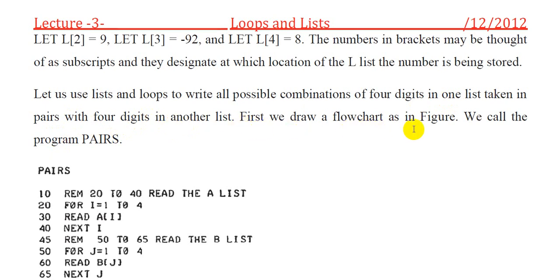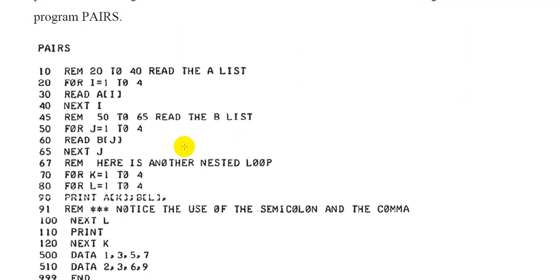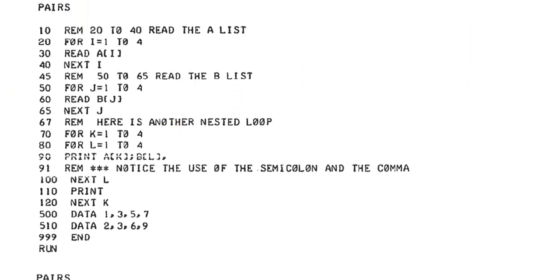First, we draw a flowchart as in the figure above. We call the program pairs. The program will be encoded as pairs. 10 REM pairs, 20 read A list, for I equals 1 to 4, 30 read AI, 40 next I, 45 REM, 50 read B list, for J equals 1 to 4, 60 read BJ, 65 next J.